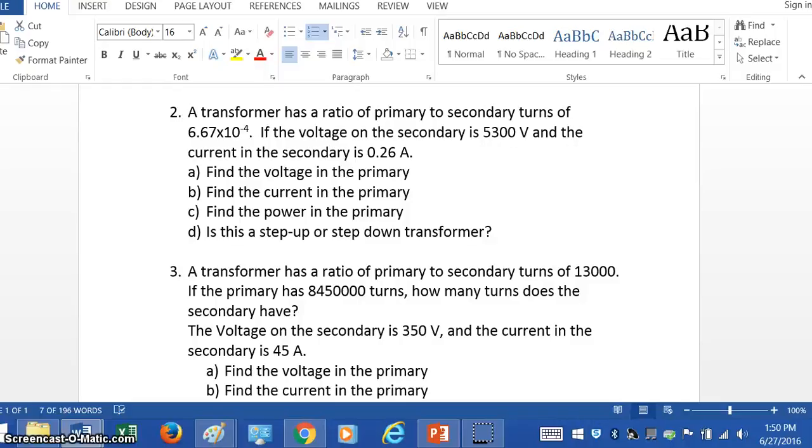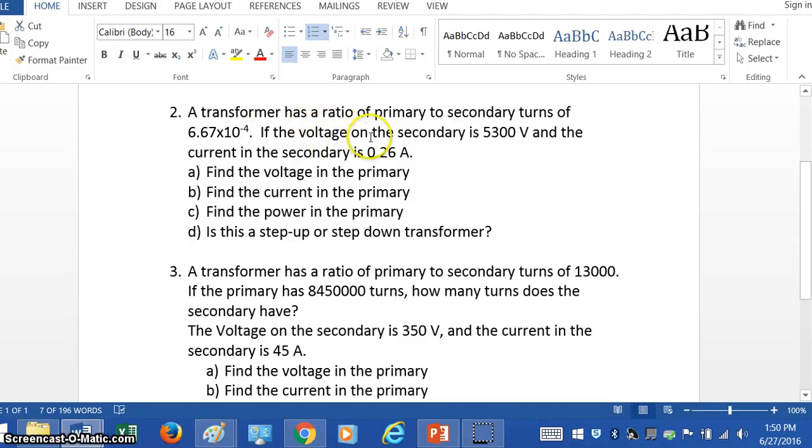We're going to continue these transformer problems. Here's number 2. And this time there's a new twist. It says a transformer has a ratio of primary to secondary turns of 6.67 times 10 to the minus fourth.